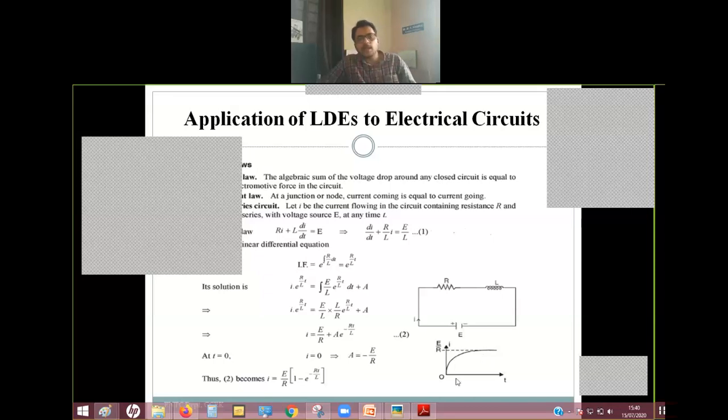So at t is equal to 0, no current is flowing. That's why the current value is 0. But as time passes, or as time lapses, current gets higher and higher. But what is the maximum limit of that current? It will obviously be E by R.